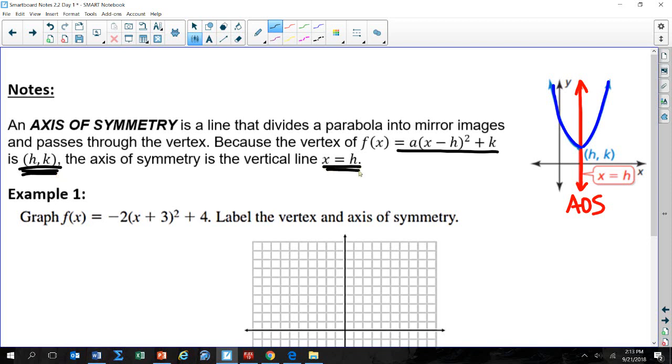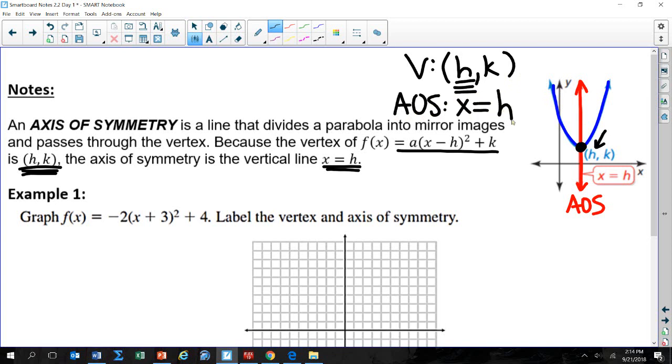Basically, if you look at this diagram, does everyone agree that the axis of symmetry runs through the vertex? See how the x value of your vertex here is h? The x value of your vertex is always going to tell you the x value for the axis of symmetry, because your axis of symmetry runs through your vertex.